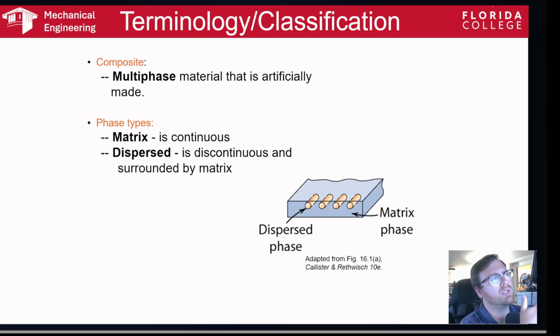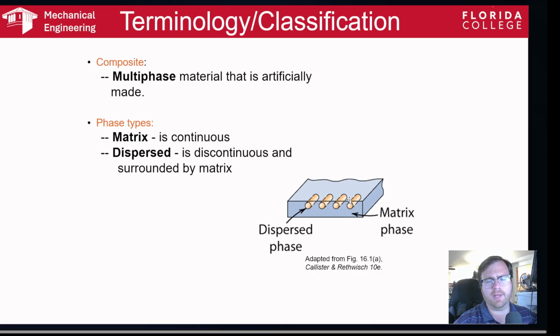So really, we're talking about the macro scale, at a scale that we can see. It's a material that is artificially made. And there are usually always two distinct phases in the material. We have a matrix, and that matrix is the continuous medium that surrounds whatever's inside of it, okay?